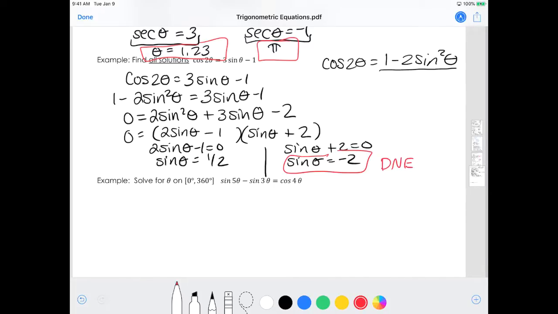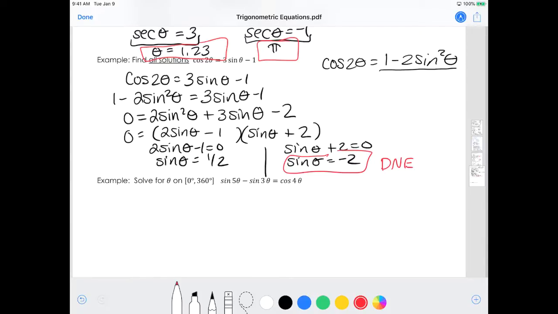Because remember, sine and cosine are the x and the y coordinates on the unit circle, and since it's a unit circle, the biggest that could be is a positive 1, or the smallest it could be is a negative 1. So sine of theta is equal to negative 2 is impossible.